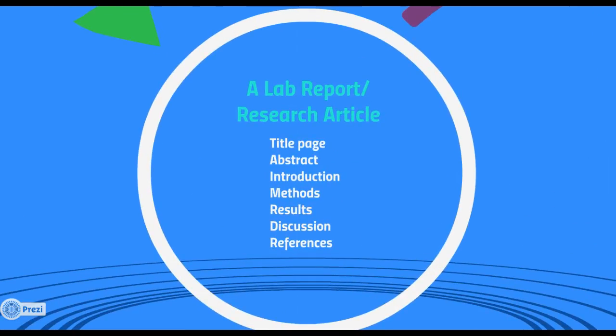Finally, the largest and most comprehensive type of writing in psychology is the lab report or research article. A research article has 7 major sections. The title page includes your paper's title, your name, the name of your college or university, and a type of header called a running head that goes throughout your entire paper. The abstract summarizes the entire paper, usually in 120 words or less.